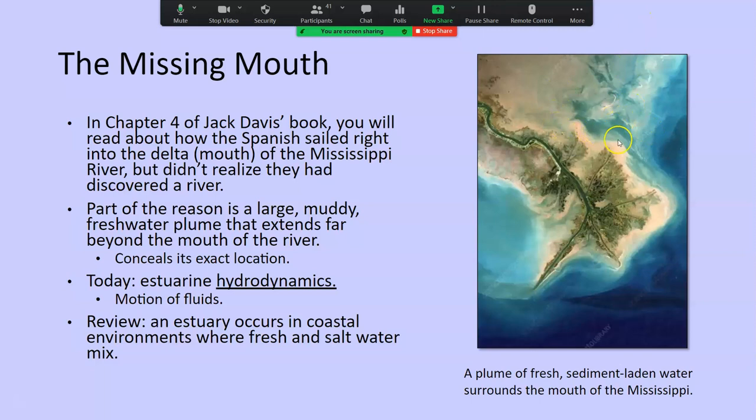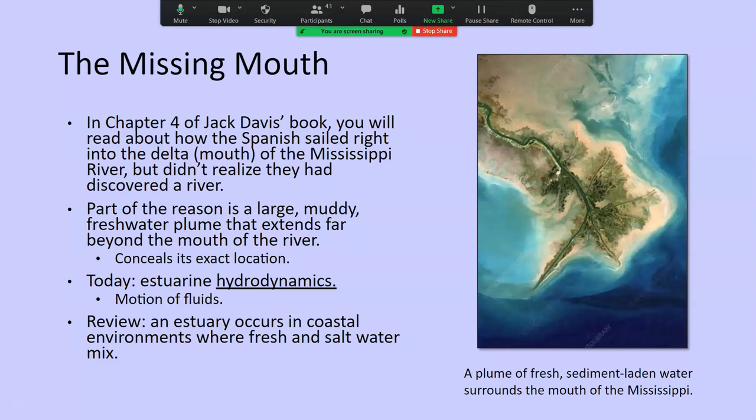So you can see here, this is the Mississippi River Delta, and there is a lot of material being spewed from all of these little branches or distributaries of the river. And so it can make it really hard to figure out where the main channel of the river is, because you can see that you're in muddy water, but you may or may not be very close to accessing the main channel of the river. And this conceals the river's exact location. So it wasn't entirely their fault. And today we're going to understand why that is.